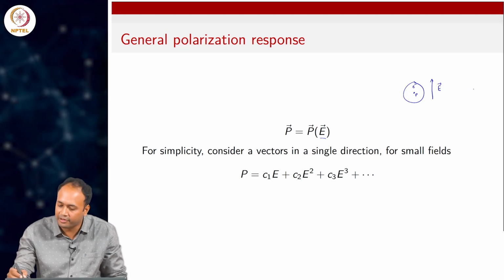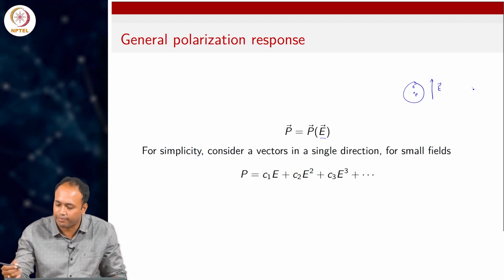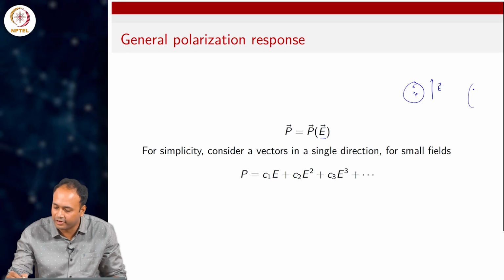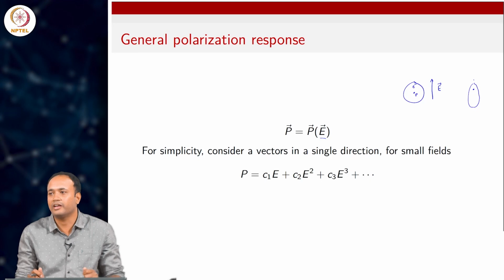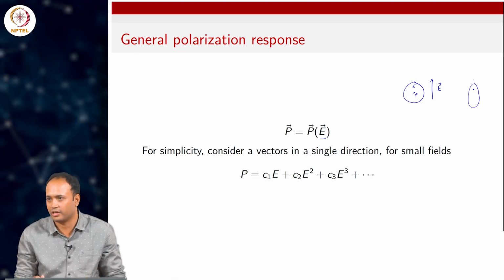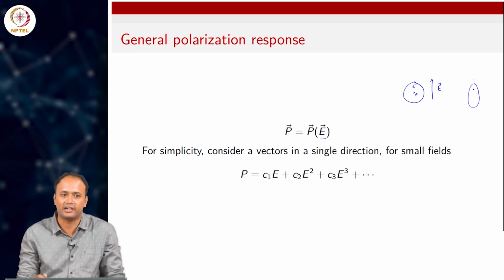So what would happen is the proton, let's say, approximately remains there, but the electron cloud would spread over like this, right? Now the stronger the field, the more it gets pulled over. That's what our physical intuition should say.